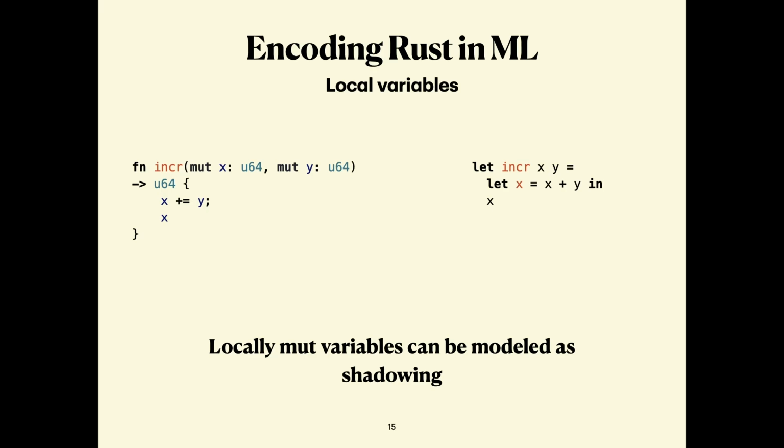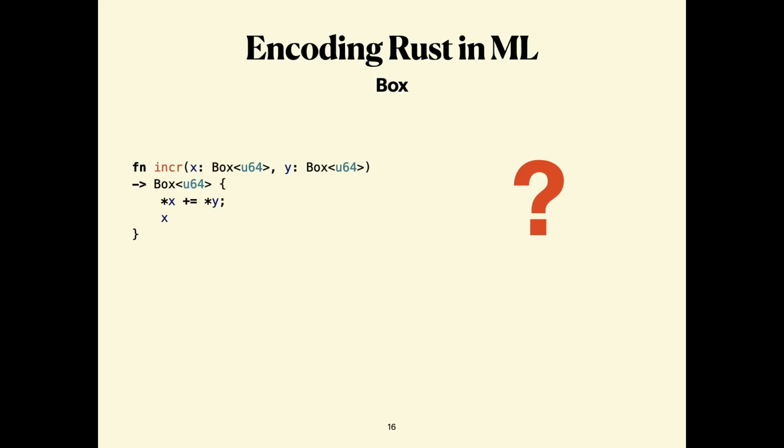So we could start adding things like pointers, right? So in Rust, of course, we have Box, which is, you know, an owning pointer. So the Box owns the integer it holds, and we write the same code, but this time we're adding inside of pointers, right? So we're adding the value pointed to by y to the value pointed to by x, right? And returning the Box x. And so how could we encode this in a functional language?